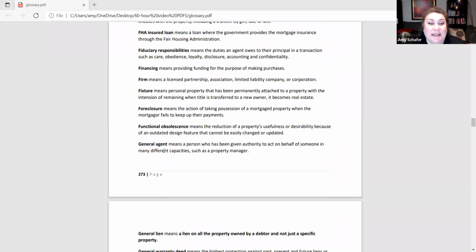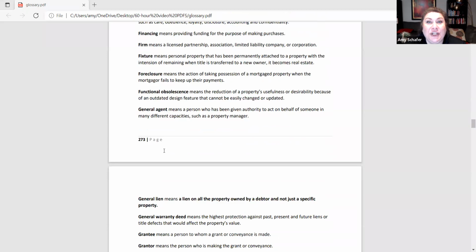Functional obsolescence. This is another depreciation term that goes along with the cost approach of doing an appraisal. And this is understanding a property's usefulness or desirability. The example that I think I've given is there's a difference between a 3-bedroom or a 3-bedroom where you've got to walk through one bedroom to get to the other. Those function very, very differently. And that's an example of functional obsolescence.